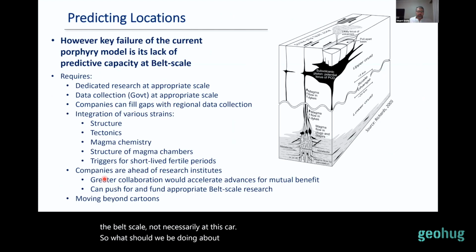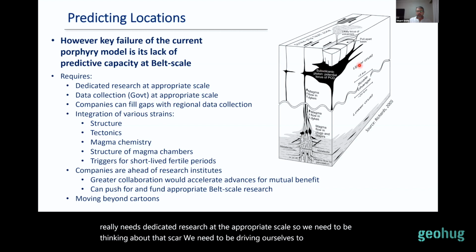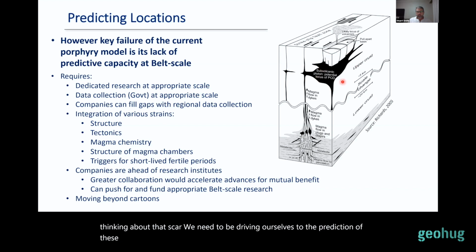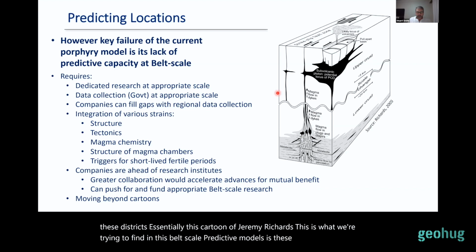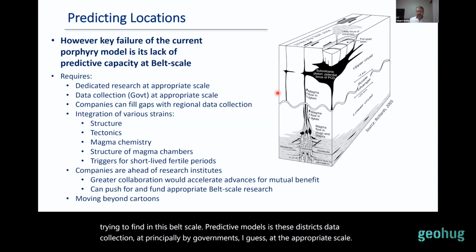I think in order to address that gap, it really needs dedicated research at the appropriate scale. So we need to be thinking about that scale, and we need to be driving ourselves to the prediction of these districts. Essentially, this cartoon of Jeremy Richards, this is what we're trying to find in this belt scale predictive model: these districts. Data collection, principally by governments, at the appropriate scale is probably one of the biggest things that can help here.